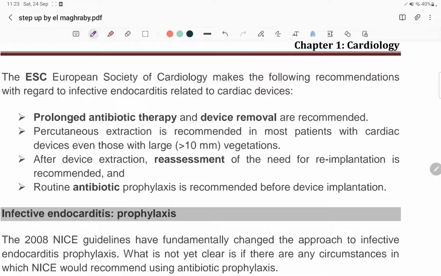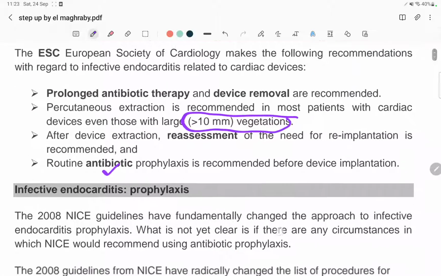Prolonged antibiotic therapy and device removal are recommended. Percutaneous extraction is recommended in most patients with cardiac devices, even those with large vegetation like 10 mm. After device extraction, reassessment of the need of reimplantation is recommended. Routine antibiotic prophylaxis is recommended before device implantation.